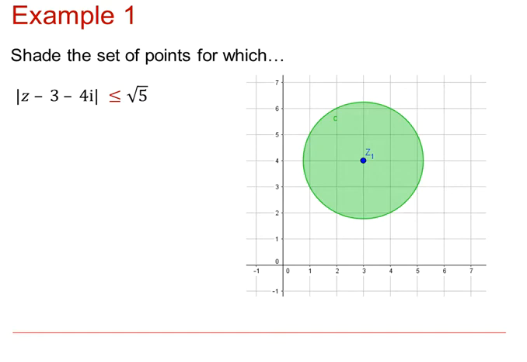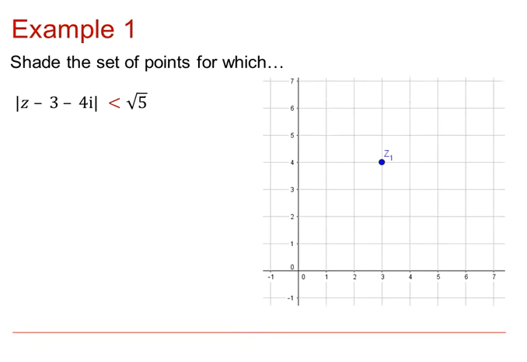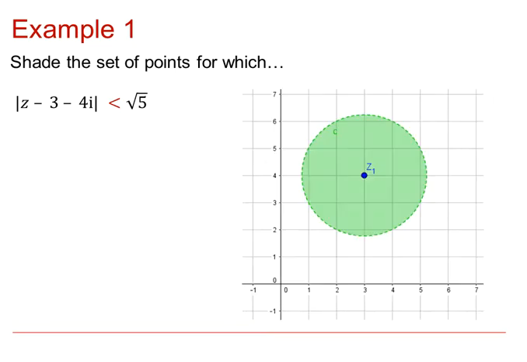Points on the circumference of a circle are included because it was less than or equal to. For a similar example where we only have less than root 5, then the circumference of the circle would not be included. In this case, the circumference would be shown as a dotted line.